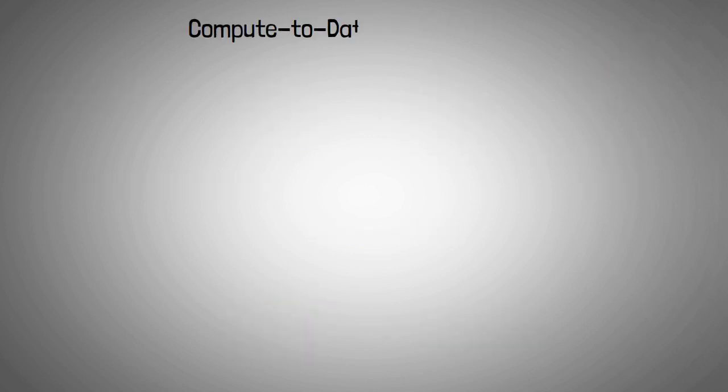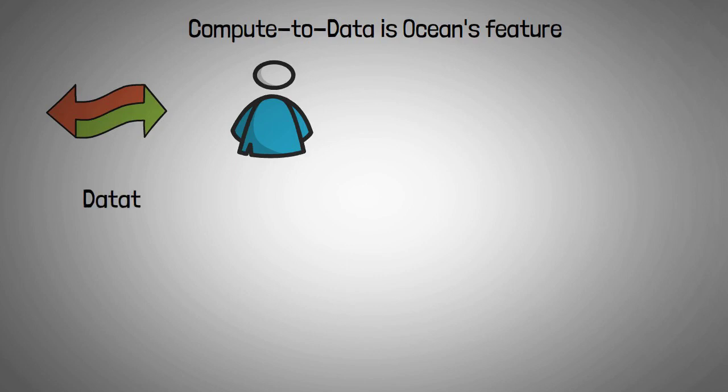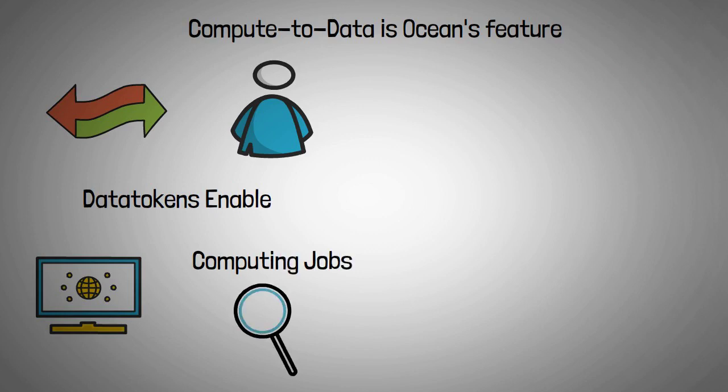Compute to Data is Ocean's feature that allows data sharing while preserving user privacy. Using this, data tokens enable consumers to leverage certain portions of a dataset to run specific computing jobs, thus supporting the development of research or artificial intelligence while keeping certain user information private.